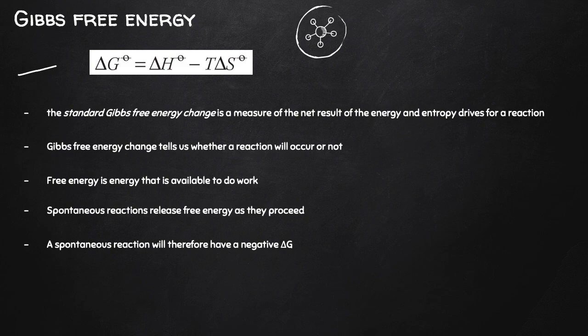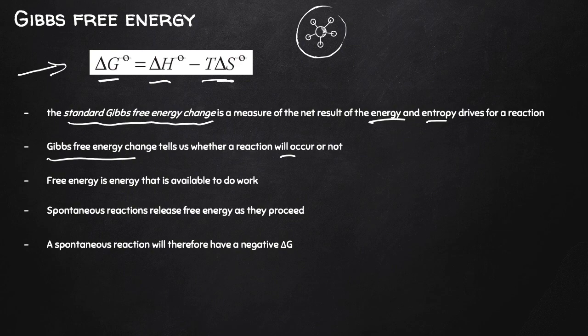Okay, so here's our Gibbs free energy equation. The standard Gibbs free energy change, which is our delta G, which we're going to calculate, is a measure of the net result of the energy, or enthalpy, and entropy drives for a reaction. So we're going to calculate our delta H, enthalpy, and from that we will subtract the temperature in Kelvin multiplied by the change in entropy for a reaction that we calculated. And that Gibbs free energy change, delta G, is going to tell us whether a reaction will occur or not.